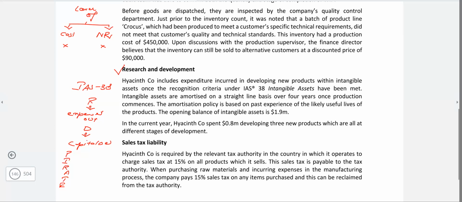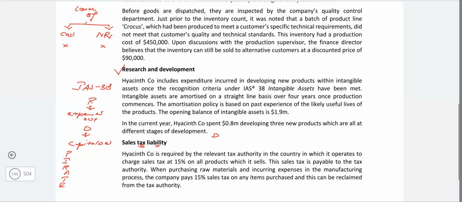And when the development is completed and is available for production, use or sale, then you need to amortize that as well. Then we have the sales tax liability. So when the entity is doing the sales and they're collecting the sales tax on it, which is known as the value added tax, it's a liability of the entity. So basically it's the output VAT the entity is collecting.